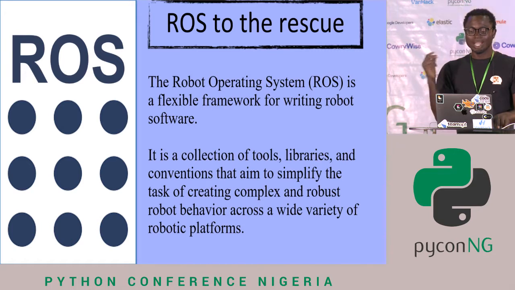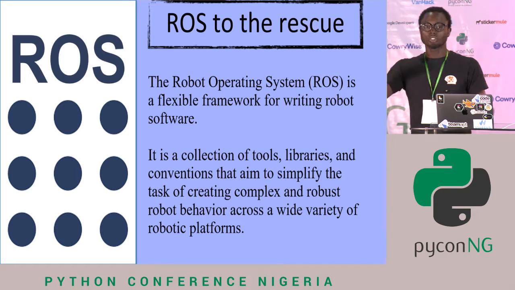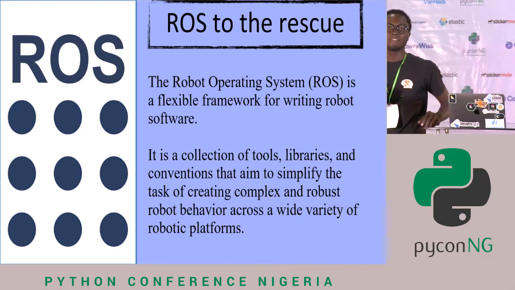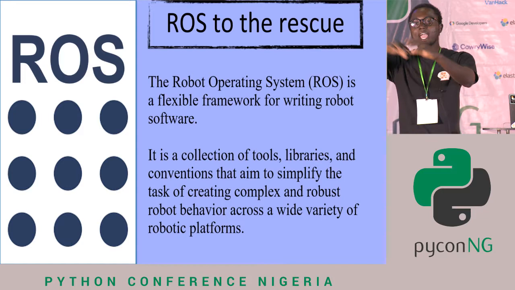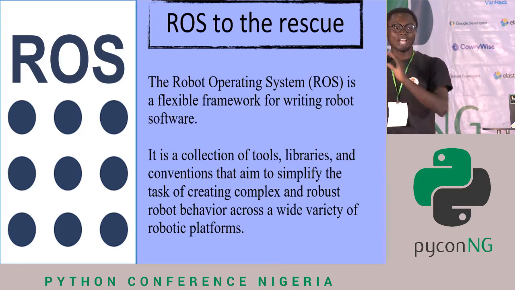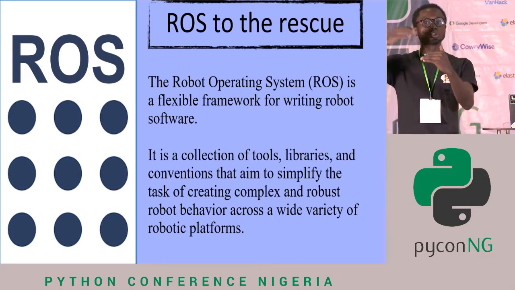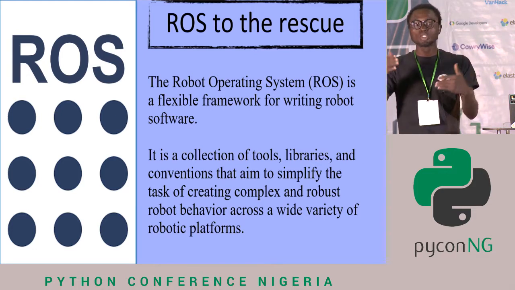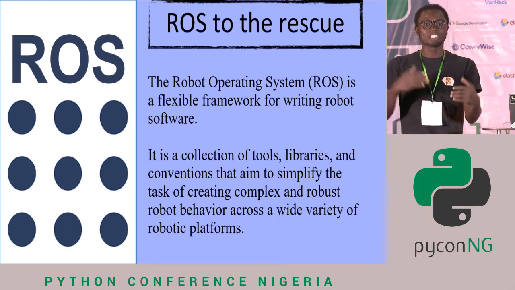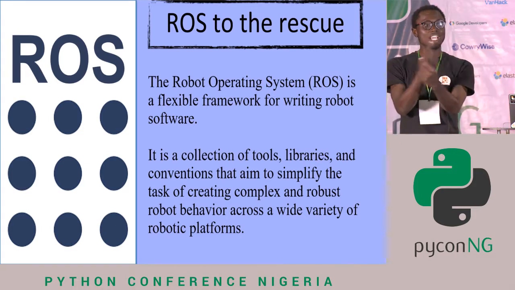It's a collection of tools, libraries, and conventions that aim to simplify the task of creating complex and robust robot behavior across a wide variety of robotic platforms. Like I said, a lot of robots use ROS. Robotics problems are usually very complex. One person, a team, a laboratory cannot solve a particular problem in robotics because the problems are very, very, very complex. So we need to share ideas. How do you share ideas if you don't have a unified framework that you use to program your robot, a unified framework that team A and team B can understand effectively to share ideas?